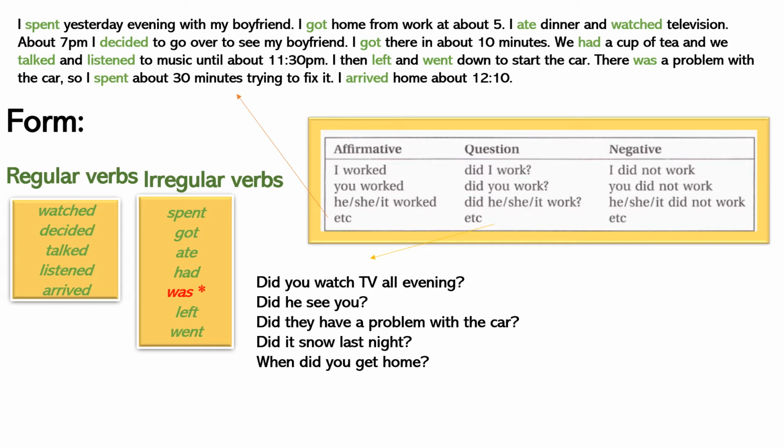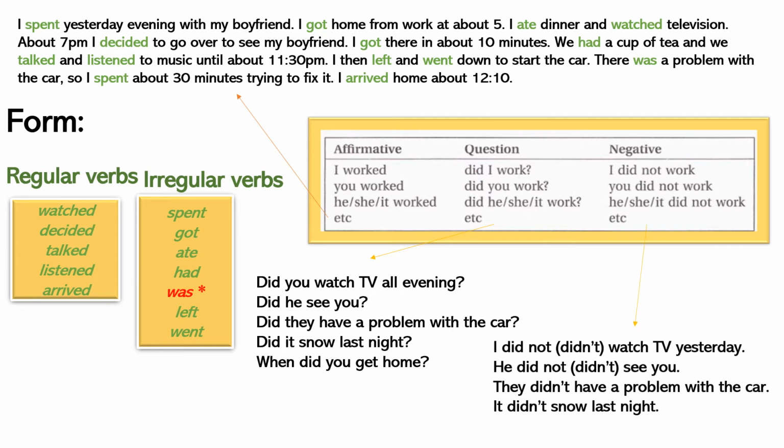And negatives are formed by subject plus did not or didn't plus infinitive. I did not work. You did not work yesterday. She didn't work. I didn't watch TV yesterday. He didn't see you. They didn't have a problem with the car. It didn't snow last night.